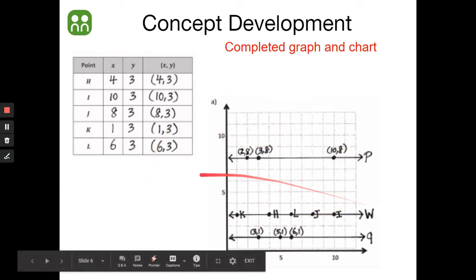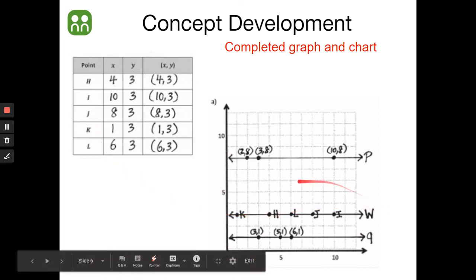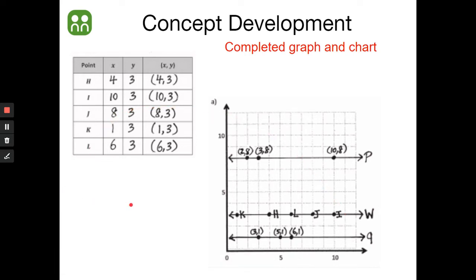We're going to focus on our HIJKL line here. And I believe they named it W. So our line that we're working with today is W. So once you see this line, I want you to pause and think about the vocabulary we reviewed: perpendicular and parallel, vertical and horizontal.